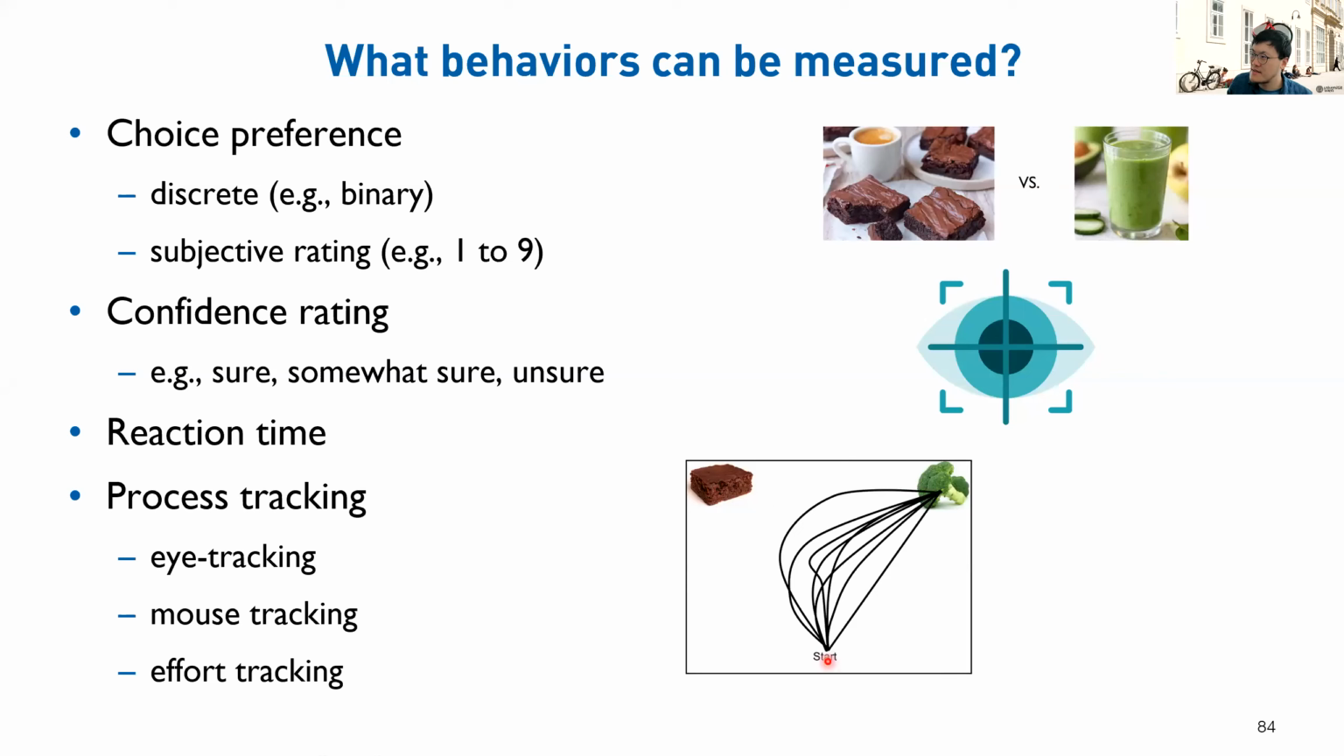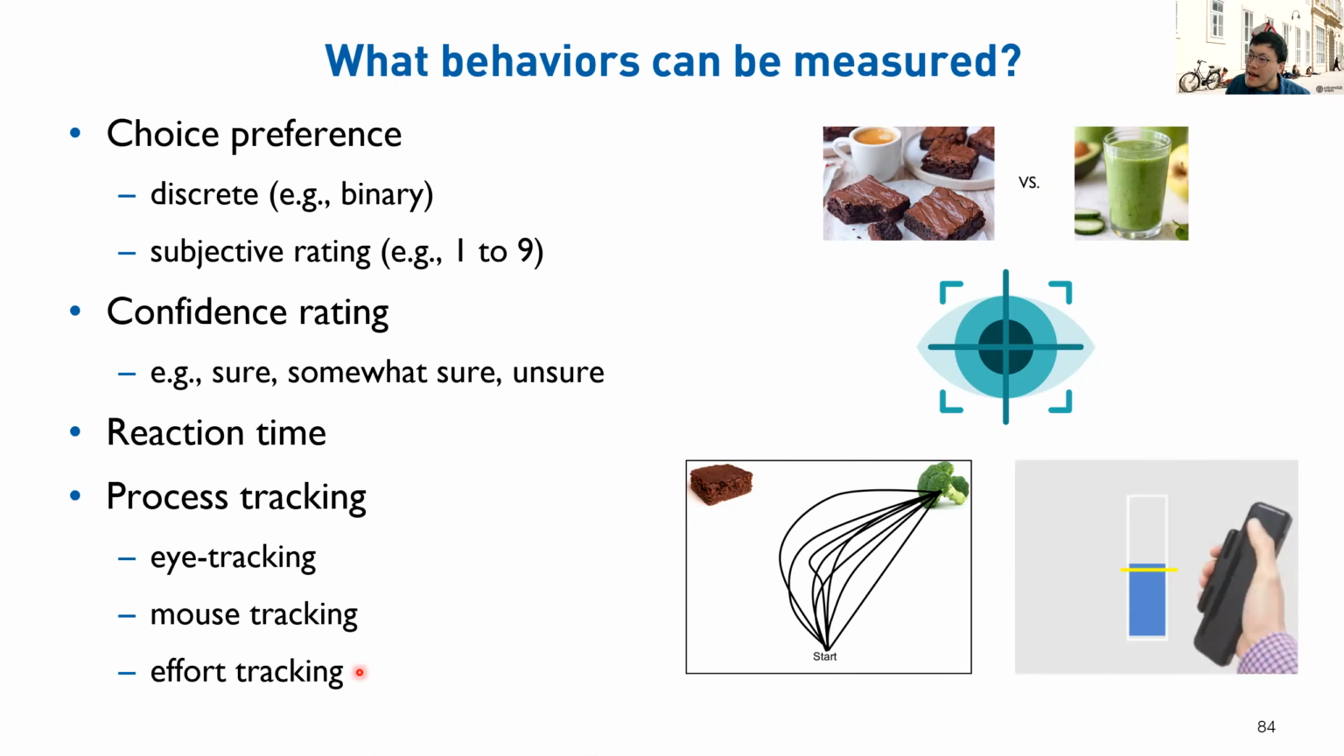So if you really want the broccoli, you just go straight. But maybe some people want to first go to the brownie, but maybe they change their mind, for whatever reason. And then you see here the trajectory. So this is the mouse tracking.